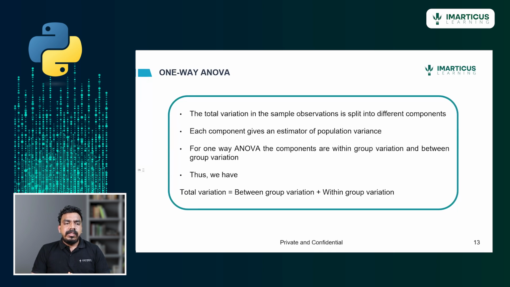The total variation in the sample observation is split into different components. Each component gives an estimator of population variance. For one-way ANOVA, the components are within-group variation and between-group variation. Thus, the total variation is the between-group variation plus the within-group variation.